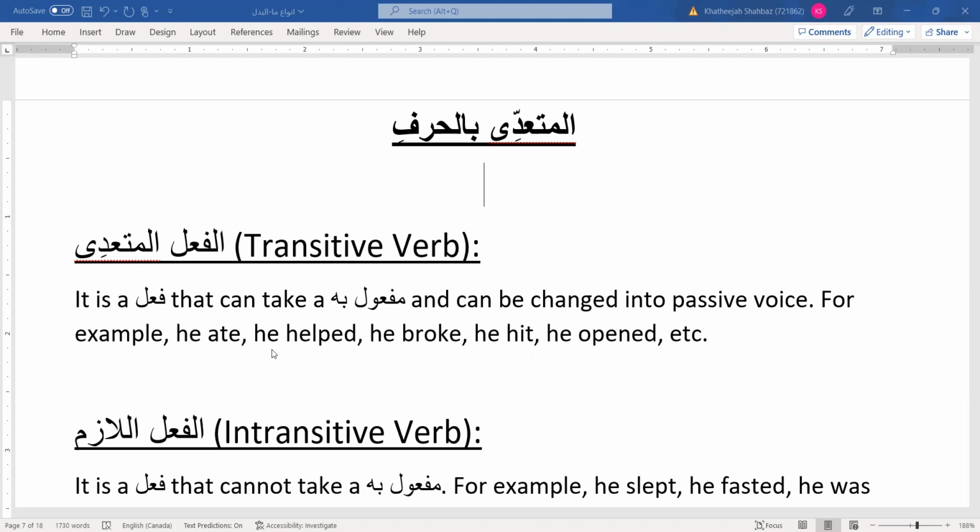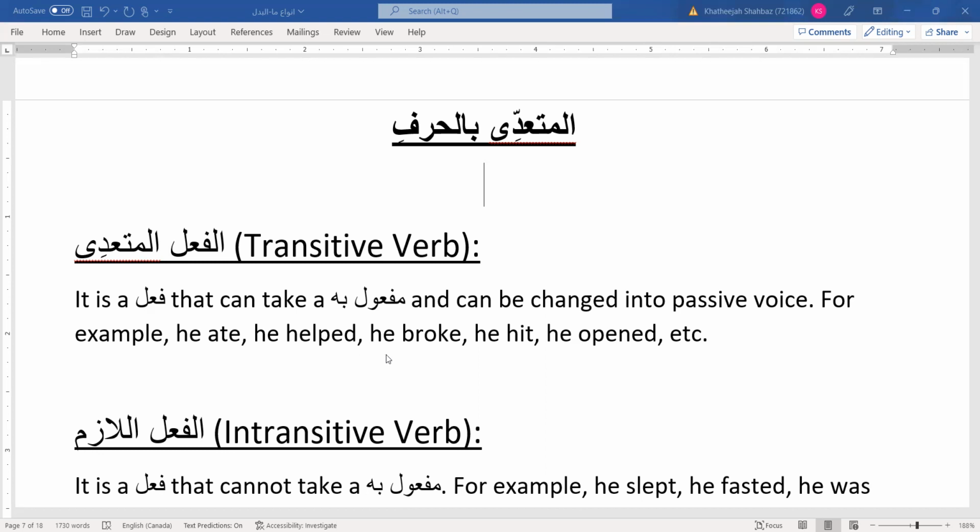He helped. Nasara. You can ask the question, he helped who? He helped his neighbor. So his neighbor will be maf'ul bihi. So it means nasara can take a maf'ul bihi. And if it can take a maf'ul bihi, it also means that it can be changed into passive voice. For example, we can say, he was helped.